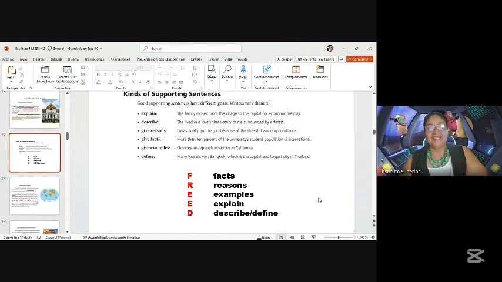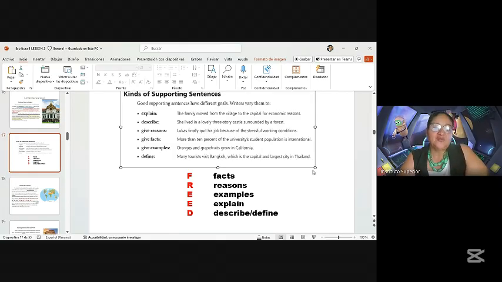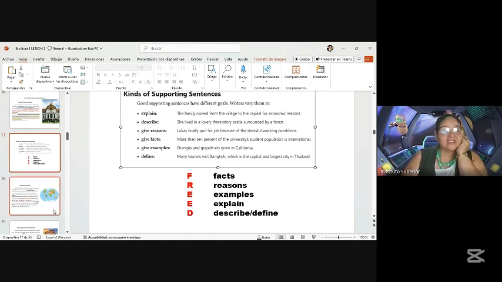This is an acronym to memorize all of these kinds of supporting sentences. For example, I created a word, FREED. F for facts. Then we have R for reasons. Double E because we have explaining and examples. FREED: facts, reasons, examples, explanation, and we have the letter D, may describe or may define. The supporting sentences may give facts, may give reasons, examples, explanation, may describe, may define. In one word, remember, FREED.